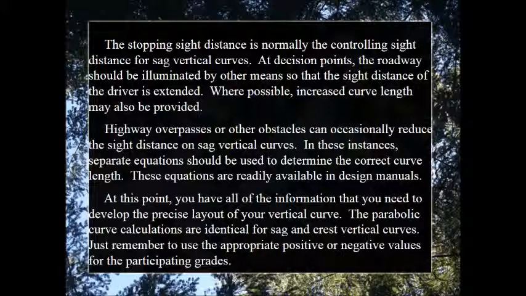At decision points, the roadway should be illuminated by other means so that the sight distance of the driver is extended. Where possible, increased curve length may also be provided. Highway overpasses or other obstacles can occasionally reduce the sight distance on sag vertical curves. In these instances, separate equations should be used to determine the correct curve length. These equations are readily available in design manuals.